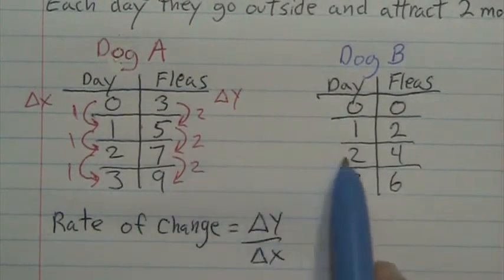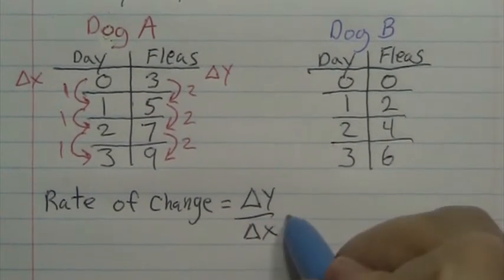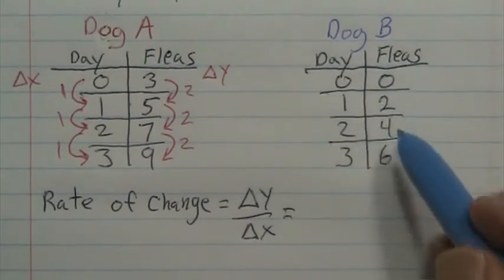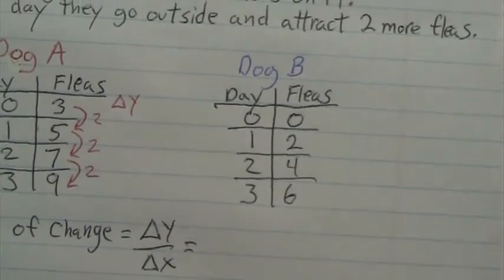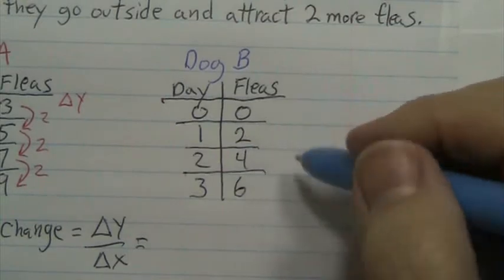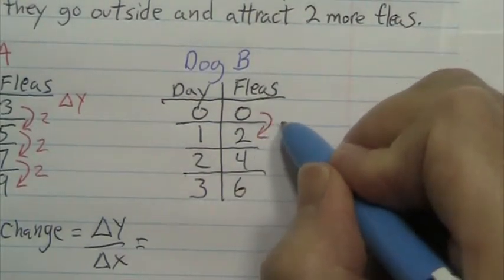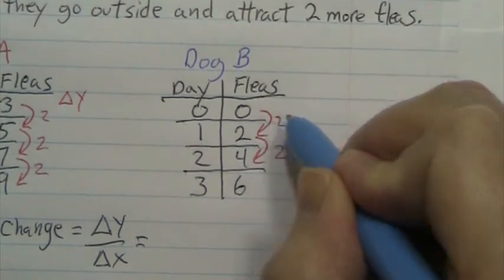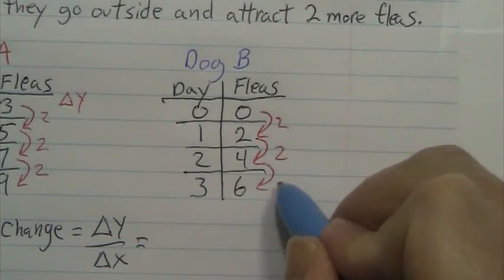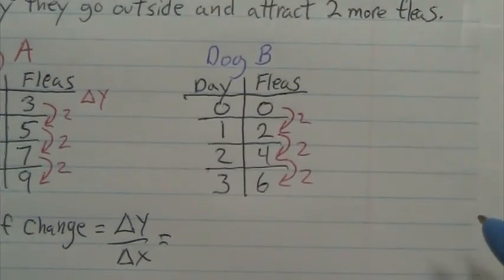Now, let's look at this dog over here. Before we go any further, let's check this dog B and see how it's doing, the one with the least amount of fleas. What is the rate of change? On the y, it goes from 0 to 2. That's 2. 2 to 4, it changed by 2. And 4 to 6, it changed by 2. Notice it's constant. It's staying the same.